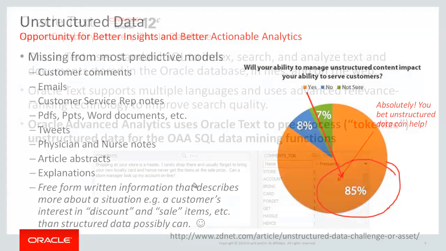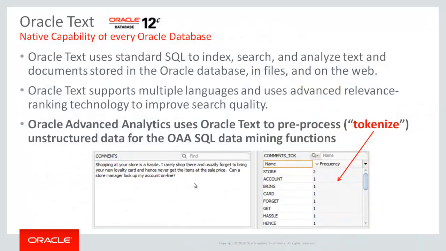So let's continue on. The way we do this, as I've alluded to a few different times, is we use Oracle Text. It's a native capability of every Oracle database. If you go to Oracle Text, or you go on the internet and search for Oracle Text, you'll see how it uses standard SQL to index, search, and analyze text and documents that are stored in the Oracle database, in files or on the web. Those files are typically stored as character large objects, CLOBs, or binary large objects, BLOBs. Oracle Text supports multiple languages, I think something like 25 or 30 languages. You can check it out on the internet or in the documentation.